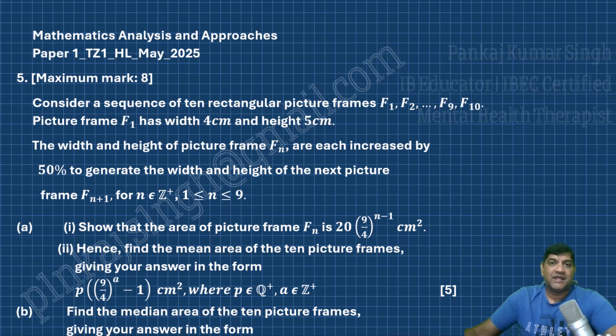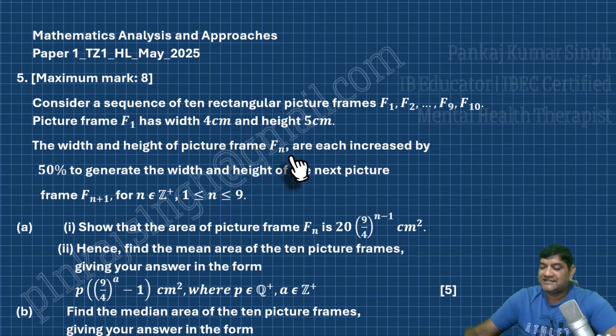Mathematics, Analysis and Approaches, Paper 1, Time Zone 1, HL, May 2025. This is question number 5 of 8 marks. In this question, he's talking about 10 rectangular picture frames, F1 to F10. And the first picture frame has a width of 4 centimeters and a height of 5 centimeters.